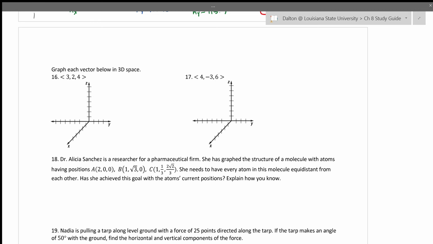Page 2 of your chapter 8 study guide to prepare you for your vectors test. So number 16 and 17 are all about graphing in three-dimensional space. I ask you to graph each of these vectors.